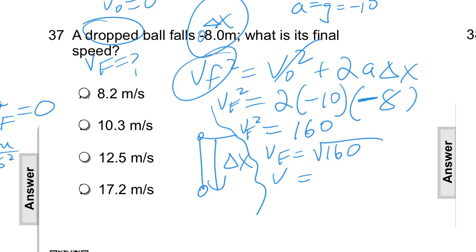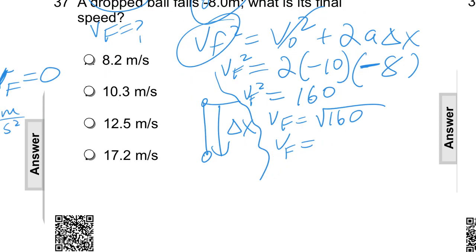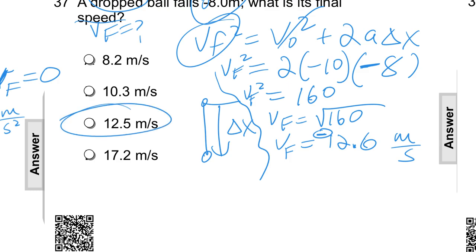Okay, I gotta take my calculator out. I get 12.649. So 12.6 meters per second. Now, actually, that's negative because when you square root something, the solution could be plus or minus, but that's not a big deal because he said, what is his final speed? Didn't ask for his final velocity. So the closest answer I got is this, but why is it not exact? Because they're using 9.8 instead of 10.